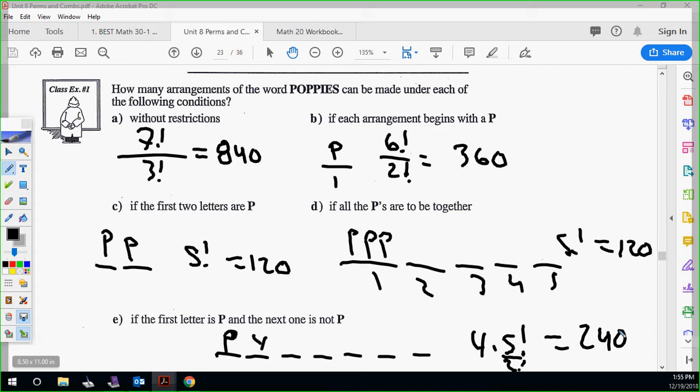Are you saying why is it 4 times the 5 factorial? Okay, so it's 4, and the 4 is not a factorial because there's 4 possible letters that can go here into one spot. So the 4 letters that can go here are your O, your I, your E, and your S. So if I put an O here, there's 5 factorial ways of doing that. If I put an I here, there's 5 factorial ways of doing that. So there's 4 options, so we times the options by 4.